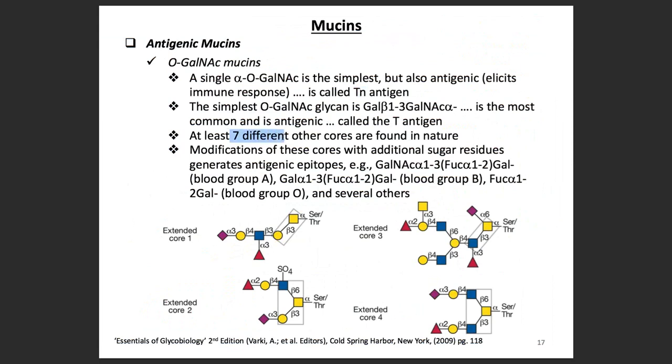There are seven different other cores that are also known in nature, just as galactosamine is a core. And then there are numerous modifications that are known. Shown here are just quite a few. And just by the shape and the color, you can see that these are quite diverse.